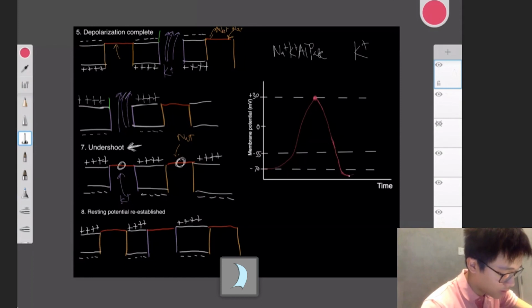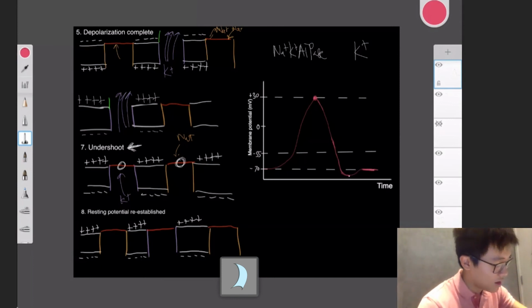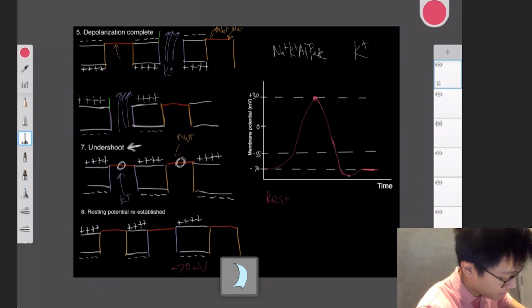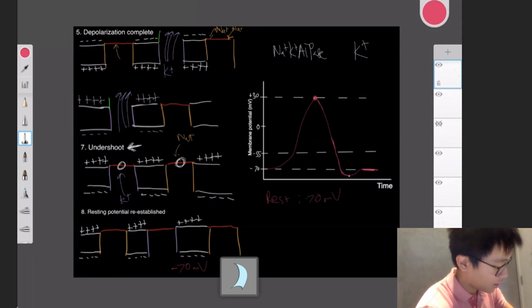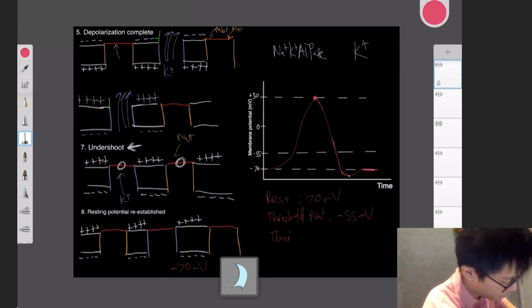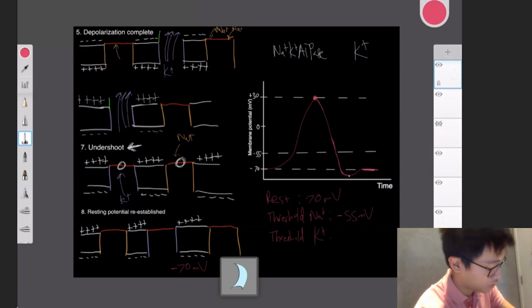So slowly reestablish the resting membrane potential, and that's how you get back to the resting membrane potential of having the outside being more positive relative to the inside, at negative 70 millivolts. So the three key membrane potentials you want to remember are: rest is negative 70 millivolts. Your threshold potential for sodium is negative 55, and that causes the rapid depolarization. Then there's another threshold potential of positive 30 millivolts for your potassium channels to open and for your sodium channels to close. And that will cause it to go back to your resting membrane potential.